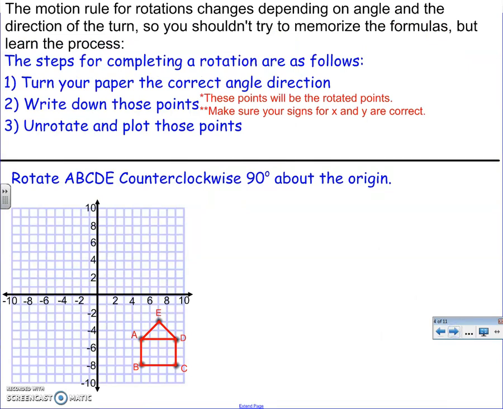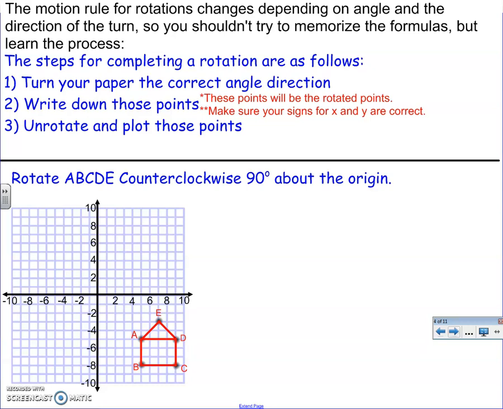So the motion rule again changes, so trying to memorize these, there's too many. Learn the process, it's pretty simple. 3 steps. The first one is turn your paper the correct angle and direction. Step 2, you write down those points. Those new points will be your rotated points. That's usually your final answer. The X and Y axis kind of switch, but do think about it. Use common sense. Remember, right is positive, up is positive, left is negative, down is negative. And then unrotate and plot.